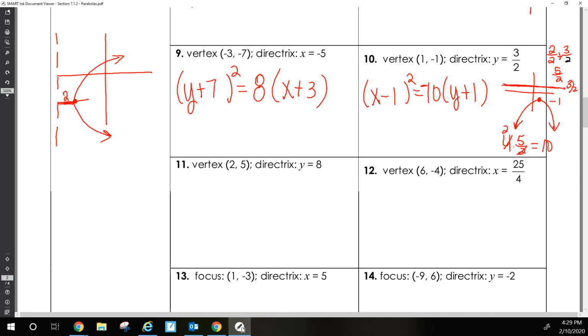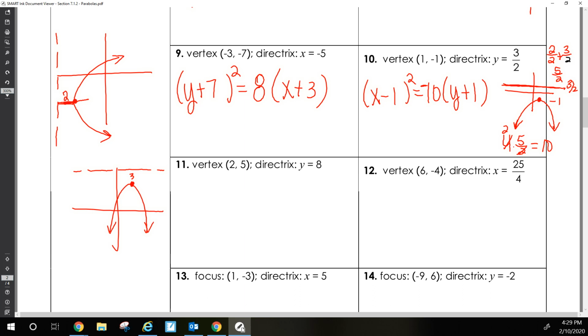All right, number 11, our vertex is at (2, 5), so say in here somewhere. And our directrix is at y equals 8. So I'm crossing the y-axis at 8. Since 8 is above 5, again, we're opening down for this one. What is our p-value? What's the distance between here and here? Distance between 5 and 8 is 3.